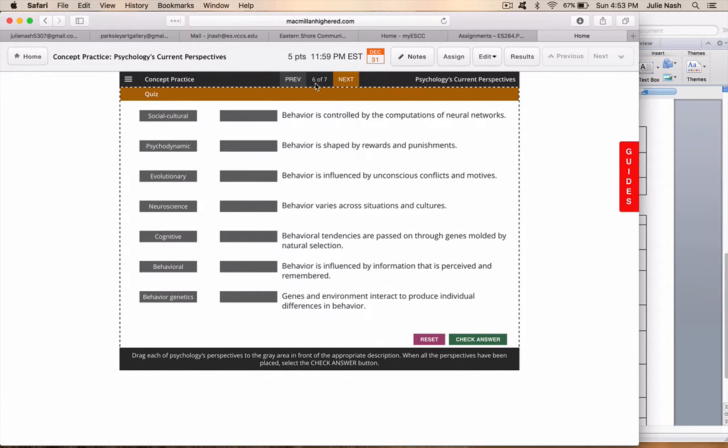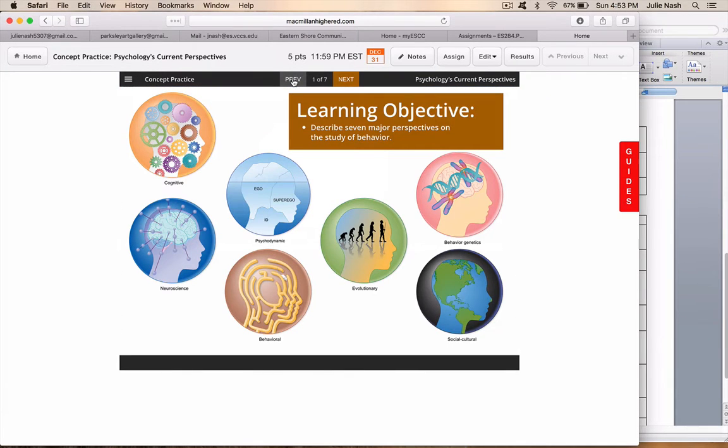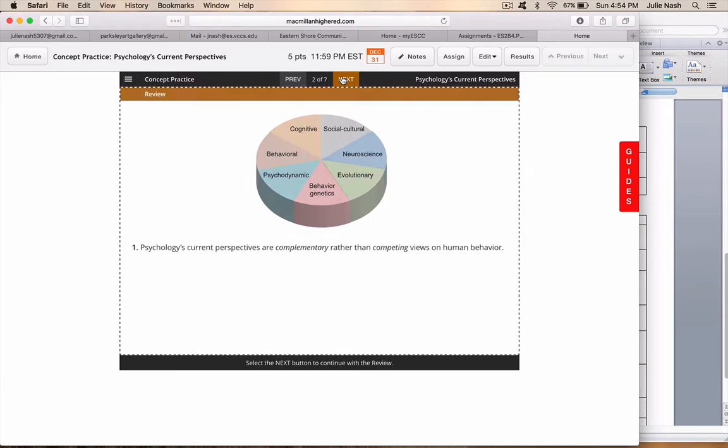Okay, so what happens is it's going to give you slides. And so here it's telling you these are the 7 main perspectives in the study of behavior and the titles to them. Now, hopefully you've already read the chapter before you do this. So it's telling you the names of them again.